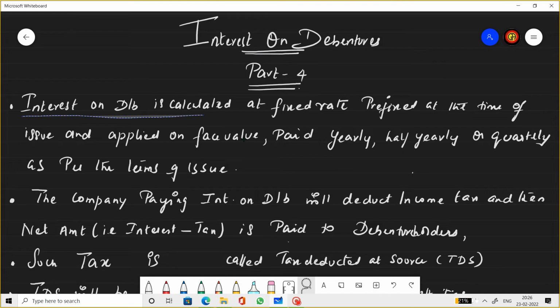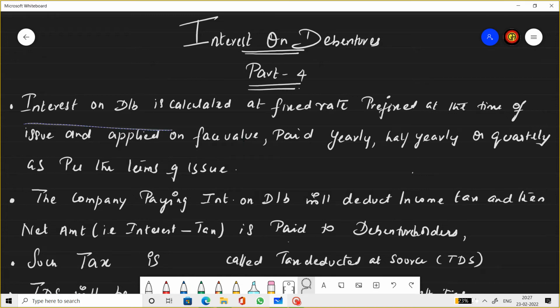Interest on debentures is calculated at a fixed rate prefixed at the time of issue. So when you see a debenture entry, you will see a rate coming along with it: 6% debentures, 4% debentures, so something would be specified. So a rate is already prefixed at the time of issue. While calculating interest, the rate is applied on the face value of the debentures. So whether it is issued at discount or at premium, the rate is applied on the face value.